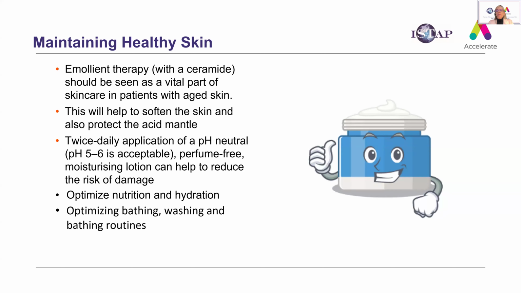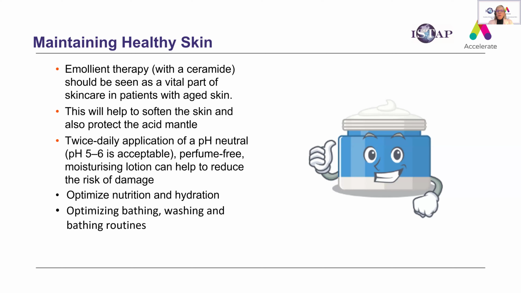And humectant is another type of moisturizer, and most moisturizers have all of these in them, and they retain moisture to the skin. They're moisture loving, so they attract moisture to the skin, and they are recommended specifically for dry skin. And occlusives are those moisture barriers or barrier creams, and they form a lovely protective barrier from noxious substances like urine and feces. Research has proven that twice daily application of a pH neutral, perfume-free moisturizing lotion can help to reduce the risk of the damage.